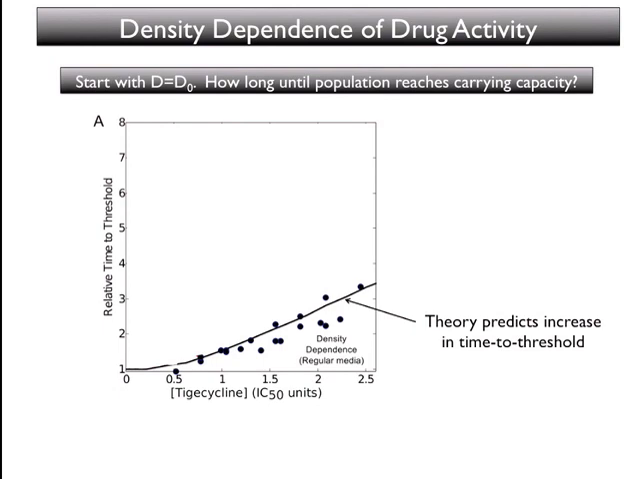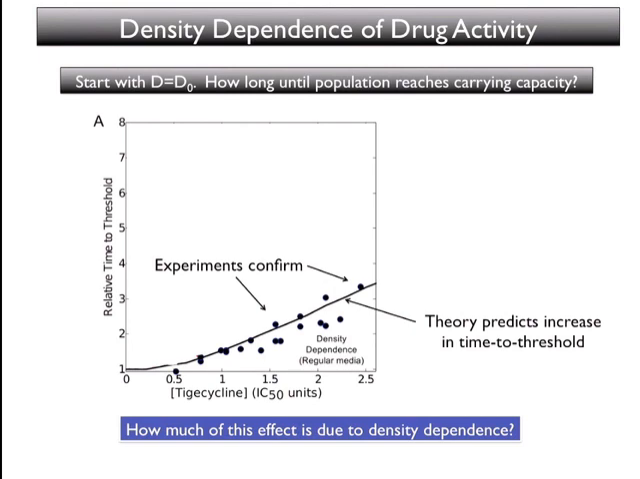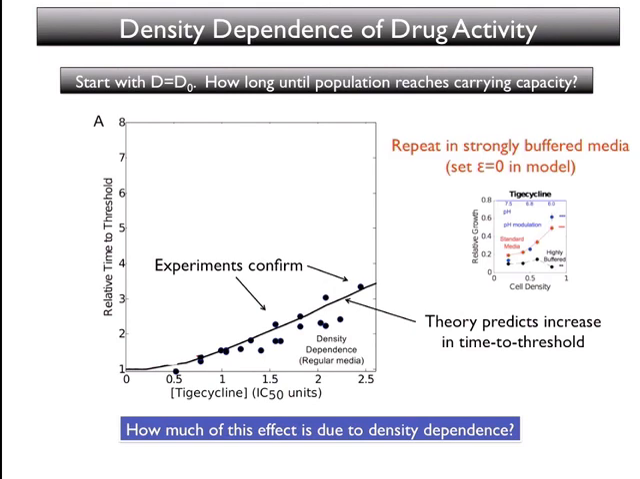One thing that's really nice about this, though, is we did this experiment with a drug whose density dependence relies on pH. Remember I told you there's this one mechanism of pH. What that means is we have a dial to turn the density dependence off. If we use really strong buffer, for example, we can turn the density dependence off. And so we can do an experiment now that says, well, how much of this is due to the density dependence itself?